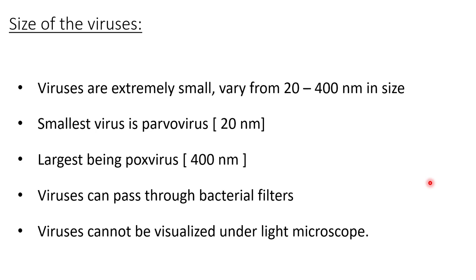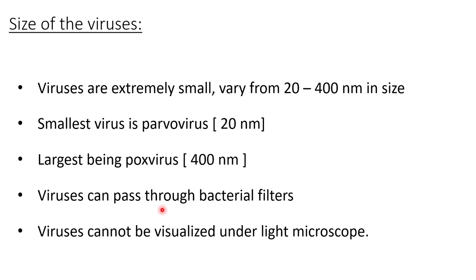So next, coming to the size of the viruses. We all know that viruses are extremely small. They measure about 20 nanometer to 400 nanometer in size. The smallest known clinically important virus is parvovirus, which measures about 20 nanometer in size, and the largest virus is pox virus, which is 400 nanometer in size. The pox virus is the first virus that is considered to be eradicated from the world, and the viruses can pass through the bacterial filters.